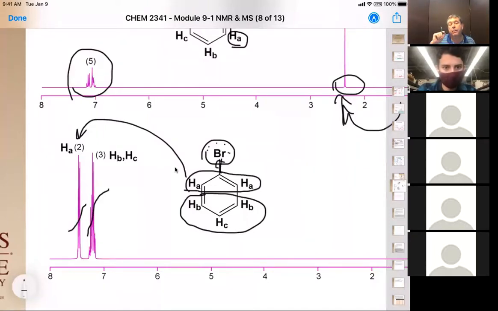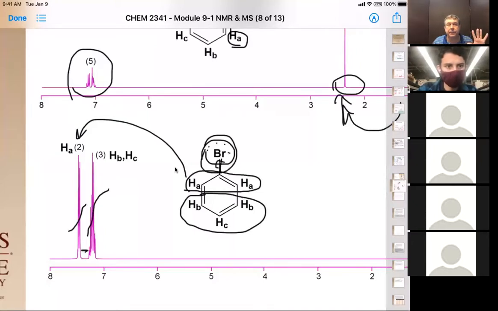So the more polar this bond gets, the greater the separation here is. But we still should see in a monosubstituted benzene some kind of 1-3 pattern, or it'll all kind of coalesce into a single thing, giving you a 5. Okay, so those are monosubstituted benzenes.